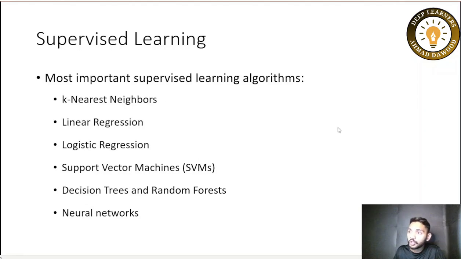Some of the most important supervised learning algorithms we will explore a lot. First, we will start from the regression techniques. There are a bunch of algorithms: k-nearest neighbor, linear regression, and logistic regression for classification. You will also see why the word regression is used with logistic, even though it is used for classification problems. Then support vector machines, decision tree and random forest, and neural networks.